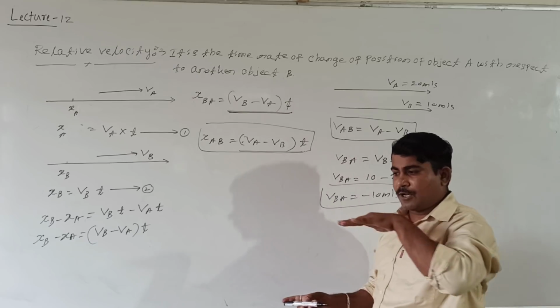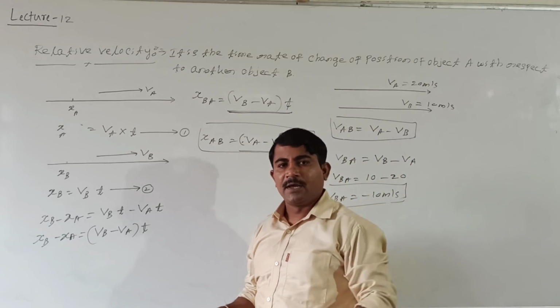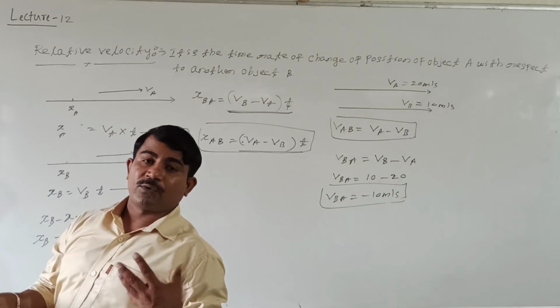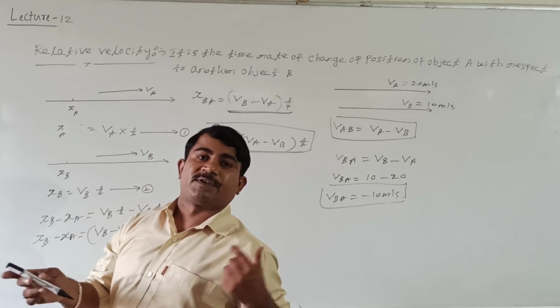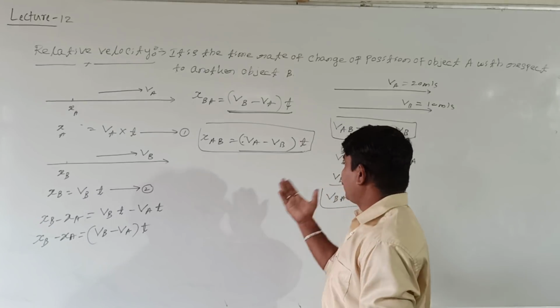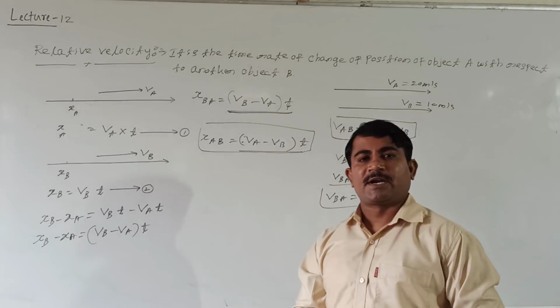For example, we are moving on the road and some person is coming very slowly. If you observe him, then what can we feel? We can feel that that object is going behind with some velocity. This concept we are calling relative velocity, right?